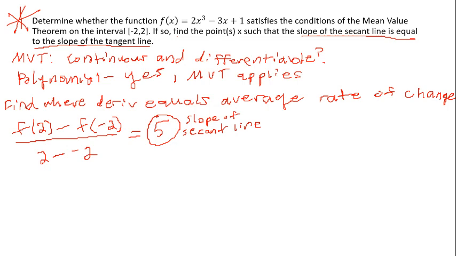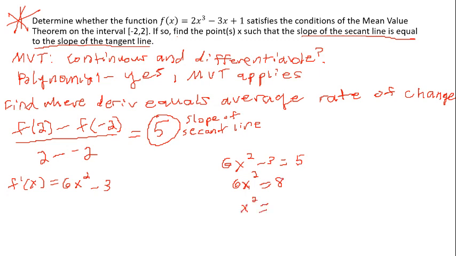So then let's actually evaluate the first derivative. The first derivative is going to be 6x squared minus 3. And what we're going to do is find where the first derivative, 6x squared minus 3, equals the average rate of change 5, and then solve for x. So if you add 3 to both sides, divide both sides by 6, and please reduce the fraction to make your life easier.